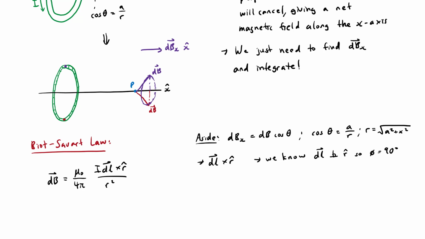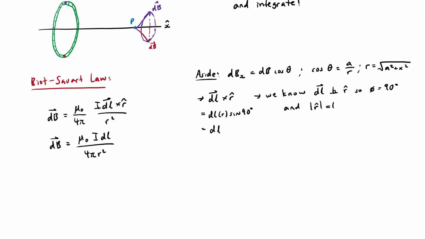We also know that the magnitude of a unit vector is simply 1. So dl crossed with r is just going to be dl r sine of 90, which is simply dl. So now we can go ahead and replace a whole bunch of these. I know that dB can be reduced to mu naught I dl over 4 pi r squared.